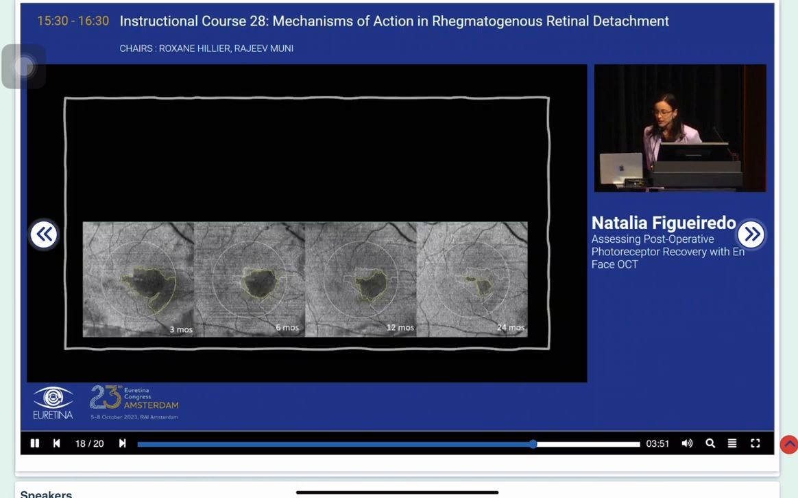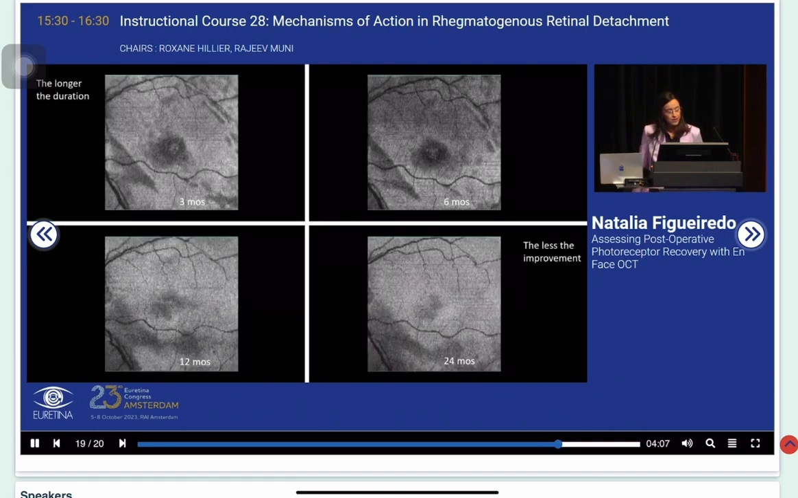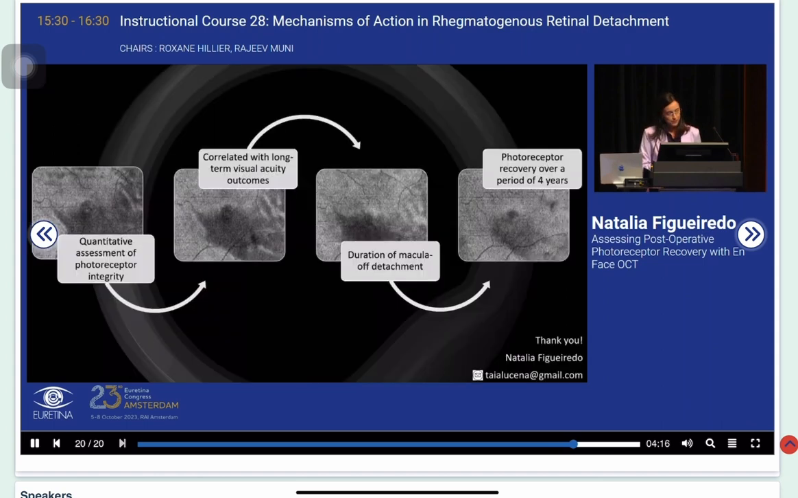The en face OCT scan also has the advantage of demonstrating the entire area of EZ hyperreflectivity in a single image, and it can be reassuring for the patient to see the recovery over time. Finally, the longer the duration of macula-off detachment, the less the improvement was found in EZ hyperreflective areas.